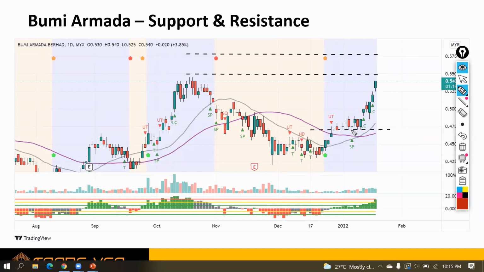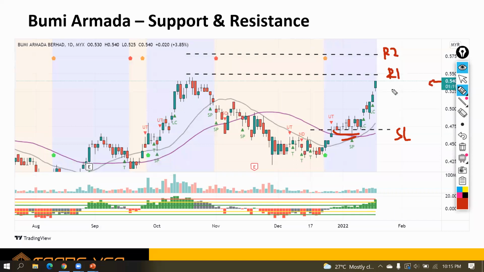It got a spring, and it's exactly above the trend 40s. So this is the potential stop loss support level, and this will be your R1 and R2, which is referring to the TP1 and TP2 earlier on. Now, assuming this is the closing for today, 54 cents.